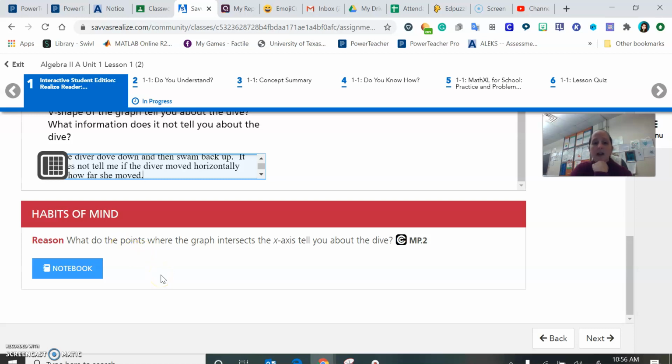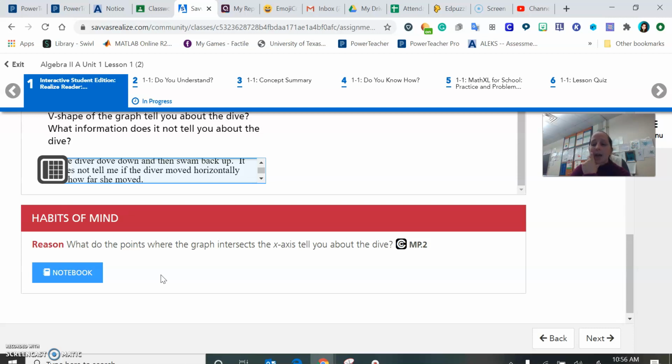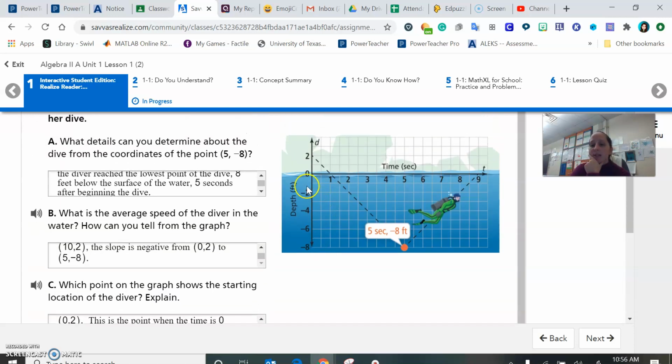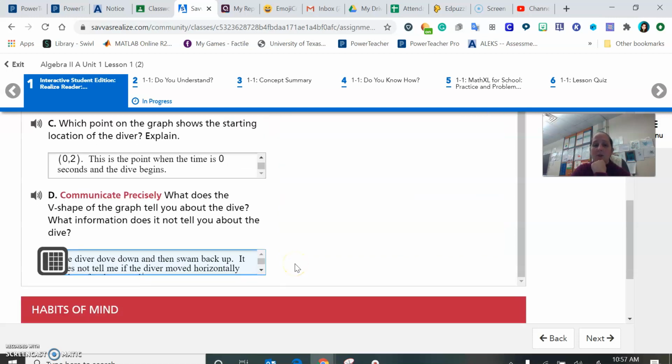Okay, habits of mind. What do the points where the graph intersects the x-axis tell you about the dive? So here is the x-axis right here. This is the y, here's the x. So it actually tells me that at 1 second, that's when she was in the water, actually at the water. So that's where the water meets the sky. That's the horizon line.